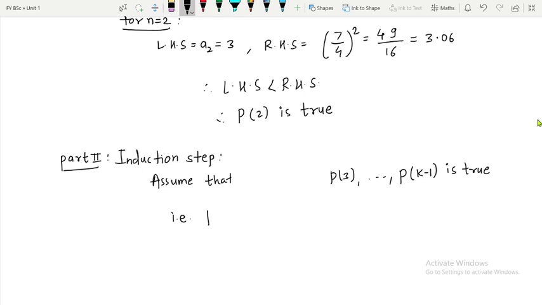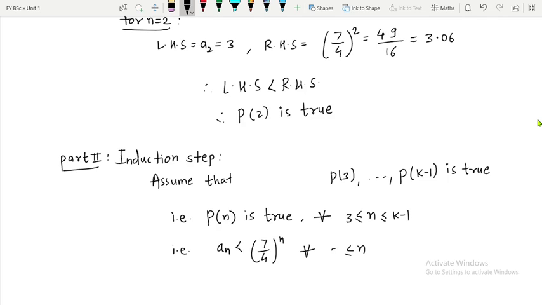That is, we are assuming that P of n is true for all n lying between, for all n greater equal 3 and less equal k minus 1. What is my Pn statement? It is an is less than 7 upon 4 raised to n. We are assuming this for all n greater equal 3 and less equal k minus 1.